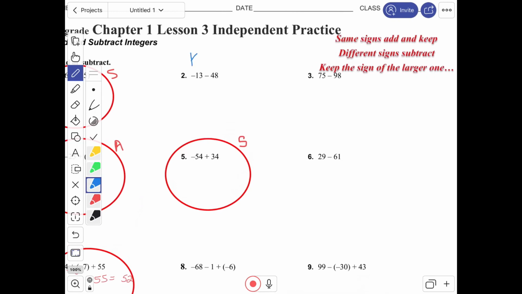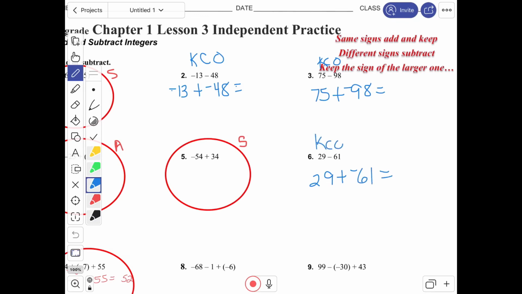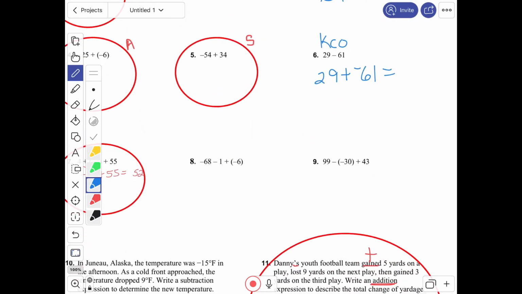Okay, let's go back and look at the other problems. Those are subtraction. Those are the ones we're going to use this rule, keep, change, opposite. So I want to see that you rewrite them. Negative 13 plus negative 48. And then follow the rules for addition. The next one, keep 75 plus negative 98. Number 6 is 29 plus negative 61. Keep, change, opposite.